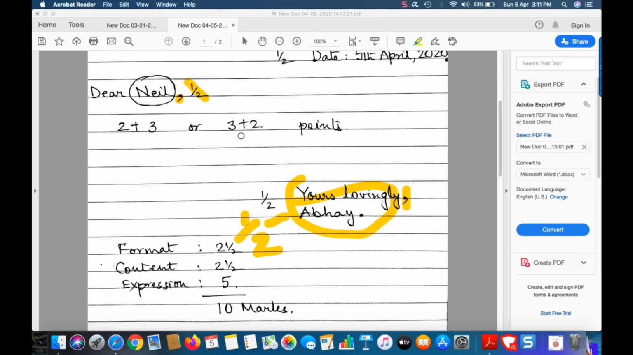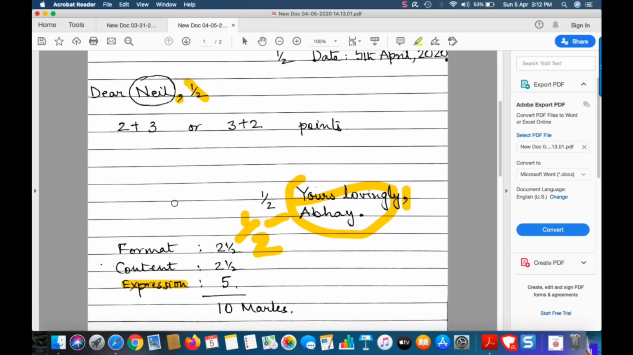Now you should understand one thing. If you remember in the essay there was also some marks for expression. Similarly here is some marks for expression. Now what is the difference? The expression marks in your letter depends upon the marks that you have achieved in the essay.